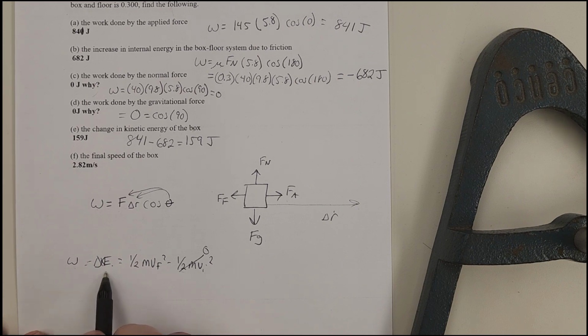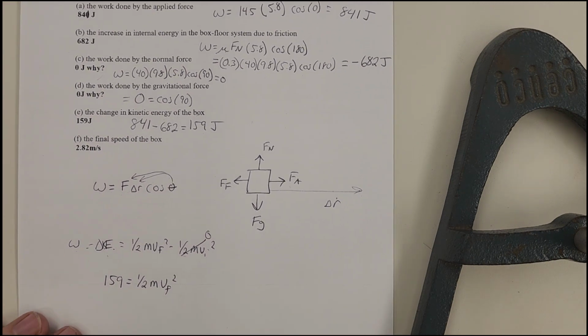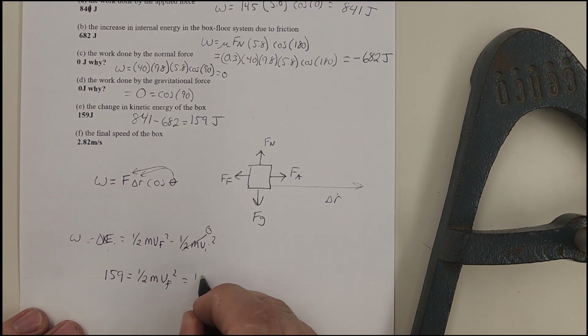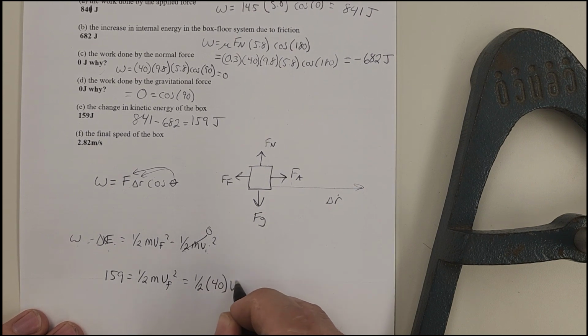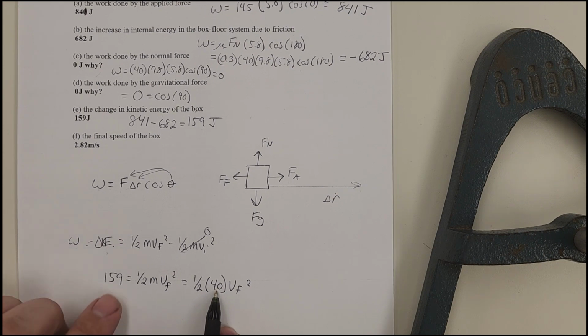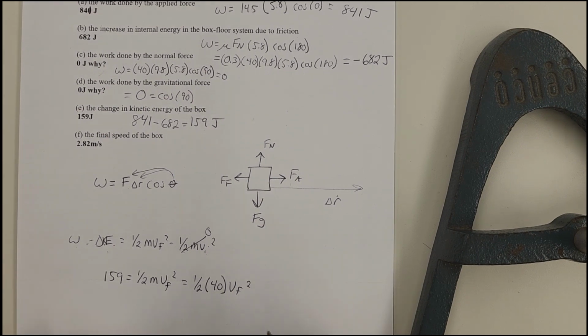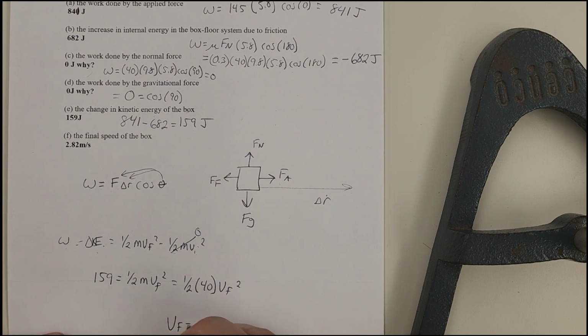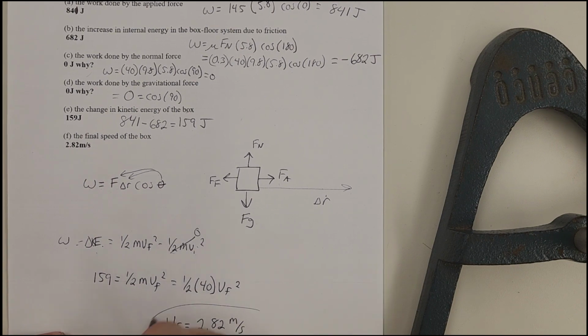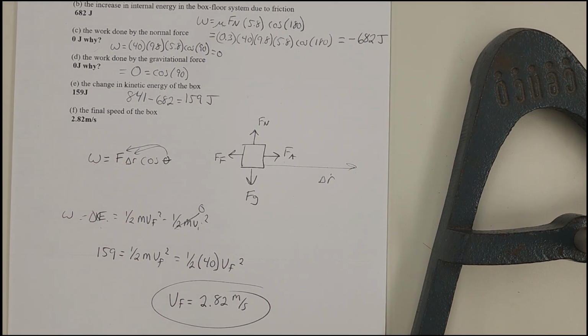So the amount of work that we can donate to this change in kinetic energy is 159. 159 joules must be put into 1/2 m v f squared. Now 1/2, the mass was 40, and we are looking for v final squared. So half of 40 is 20. Take 159, divide it by 20, and then take the square root of your answer. And we should get a v f of 2.819. I'm going to round that to 2.82. And that's how we get the final answer of 2.82 meters per second.